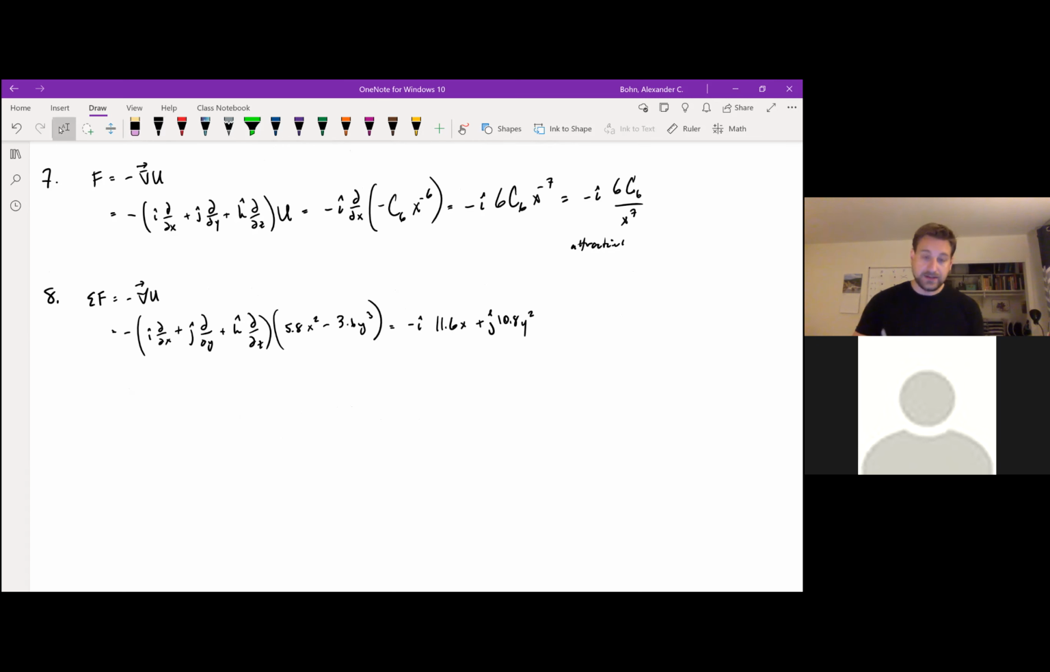The acceleration at a particular point, (0.3 meters, 0.6 meters), would be the net force at 0.3 meters, 0.6 meters divided by the mass. So we evaluate the force at those 2 points. So that's 11.6 times 0.3. 10.8 times 0.6 squared.